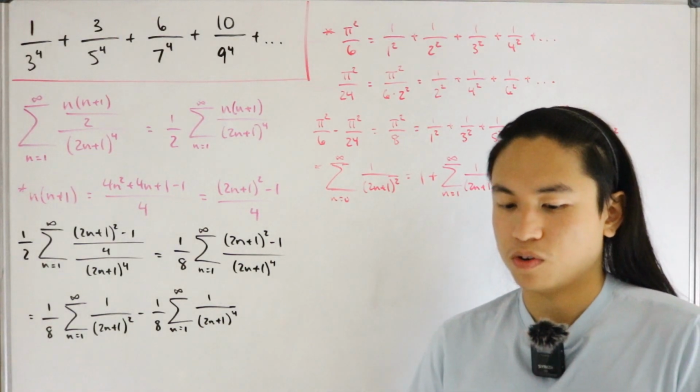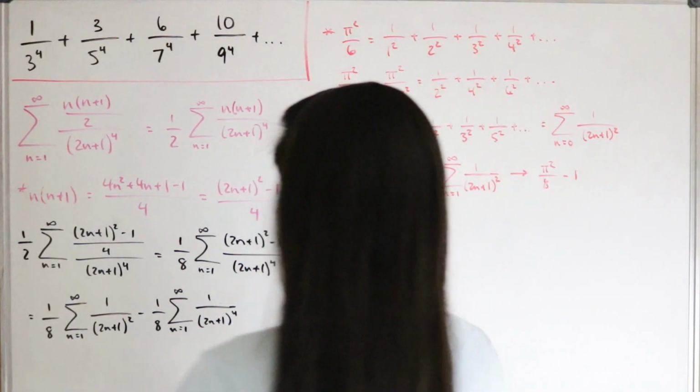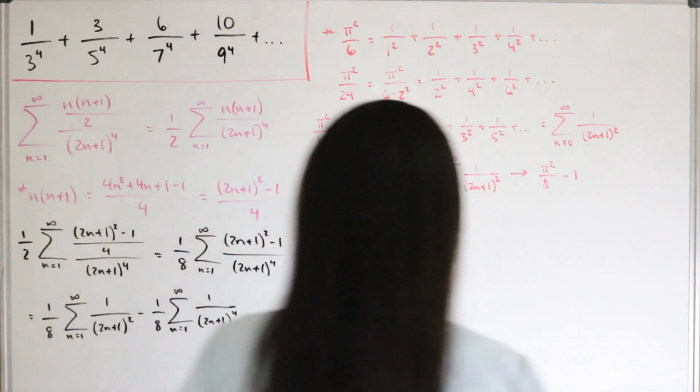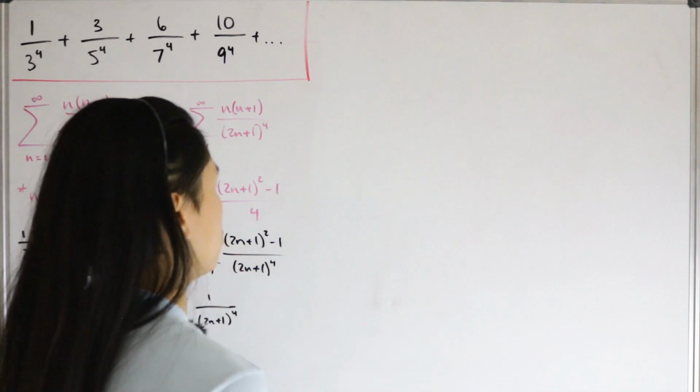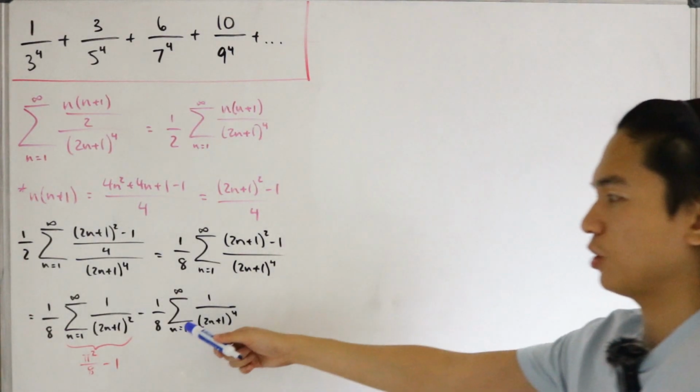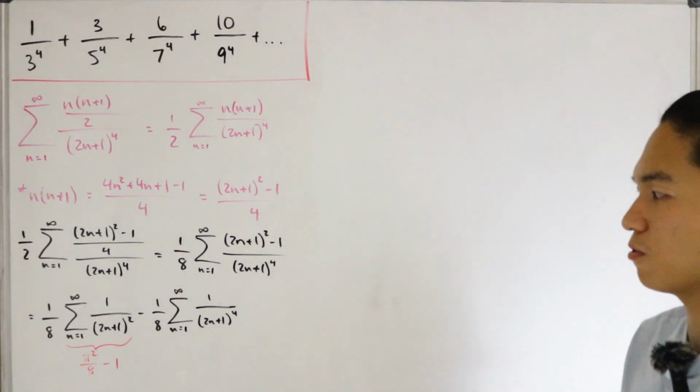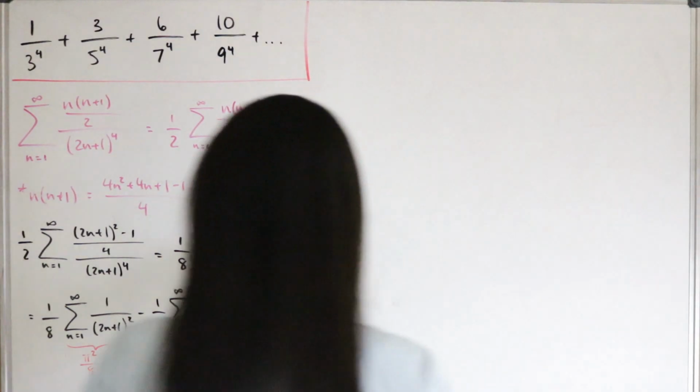Okay, and so now let's do the same thing for our 1 divided by (2n plus 1) to the power 4. So let me get rid of this. All right, moving on to evaluating this series over here, 1 divided by (2n plus 1) to the power 4, starting with our index at n equal to 1.